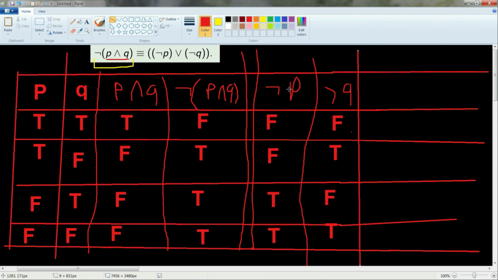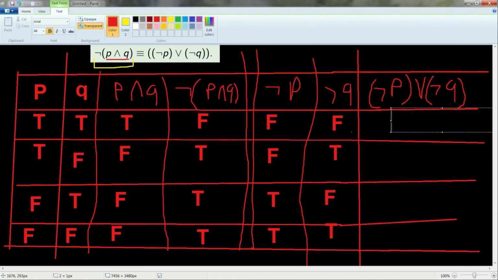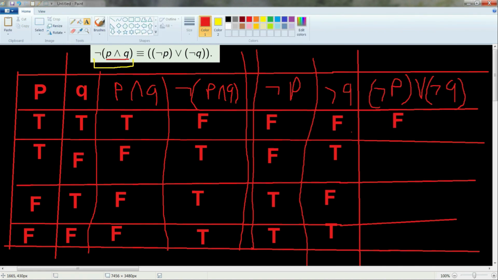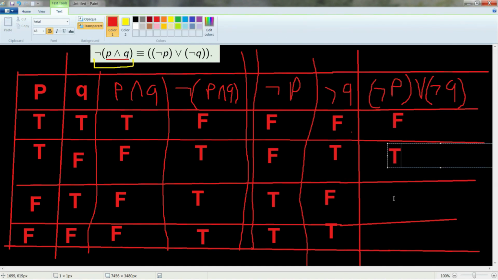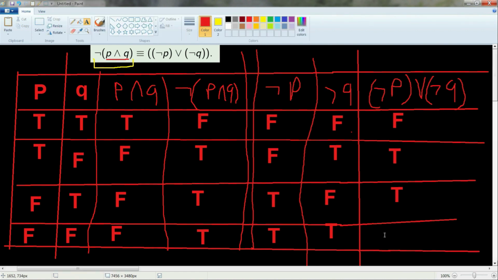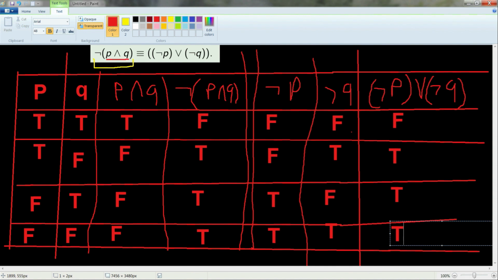Okay, so now I want to build not P or not Q. So I simply want to take this column or this column. So let's build that. Well, false or false, that's just false. False or true, that's just true. True or false, that's just true. And finally, true or true, that's true.